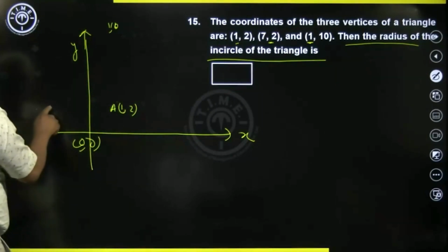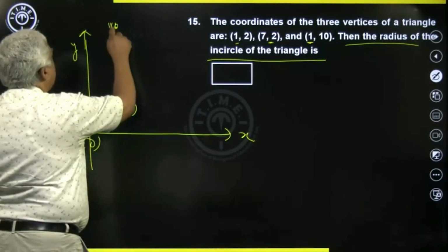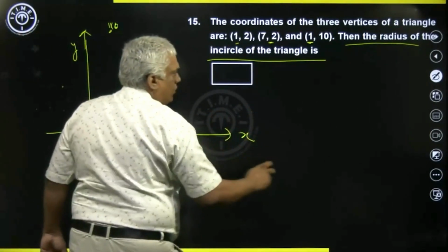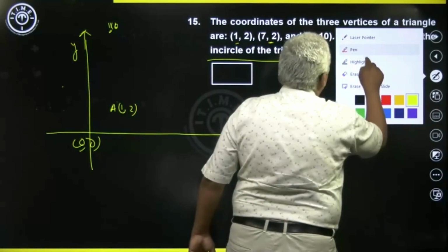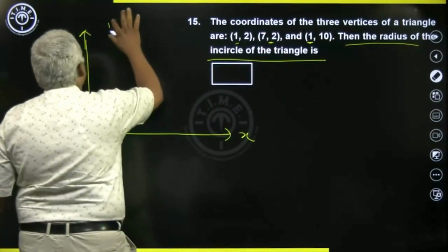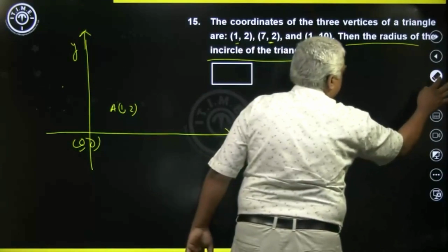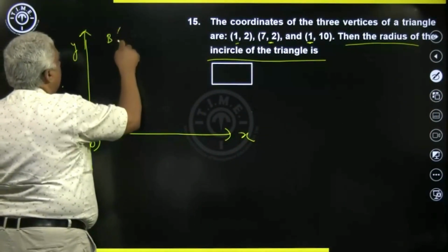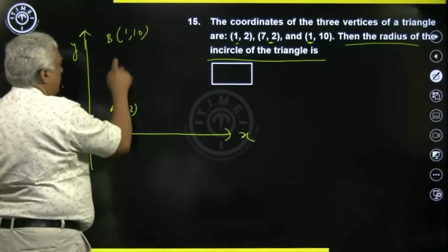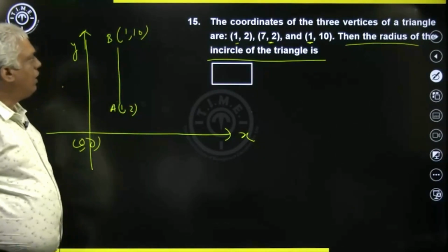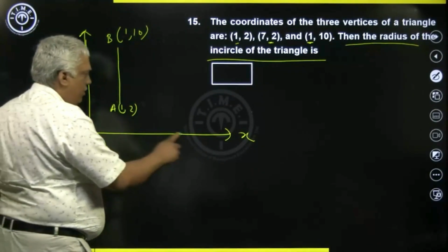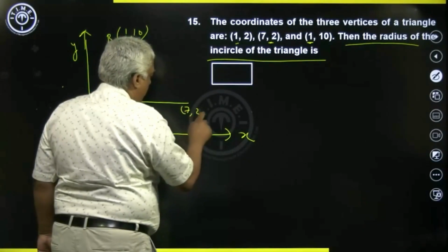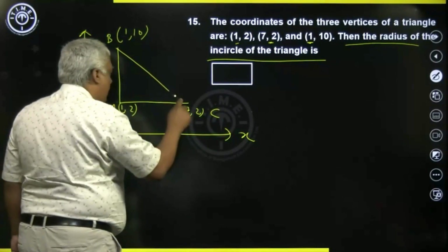This is (1, 10). Let's call this point B. So this is AB. Then it is (7, 2), somewhere here, let's say. Let's call this point C. So this is a triangle.